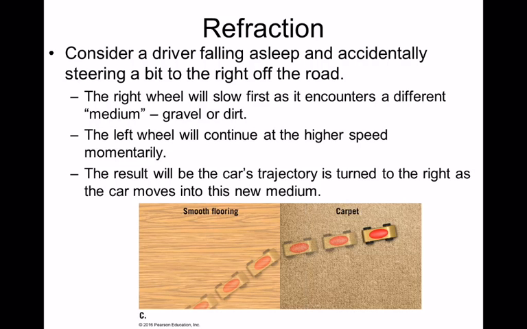Here's a figure from your textbook, not anybody falling asleep at the wheel per se, but if you go from laminate to carpet, you're going to be nice and smooth over here. We'll talk about frictional forces in chapter 6. Less friction. And here you're going to slow down, but this wheel slows down first. This one keeps going. That's why it swings around. But now we've got the entire car on the carpet, and now it's just going to keep going straight. New medium. That's what light does. It's bent as it changes its speed.